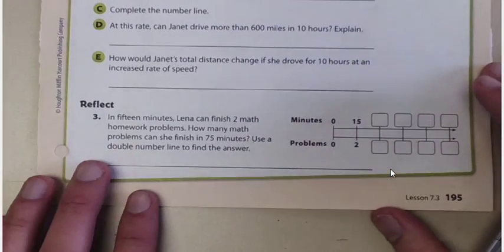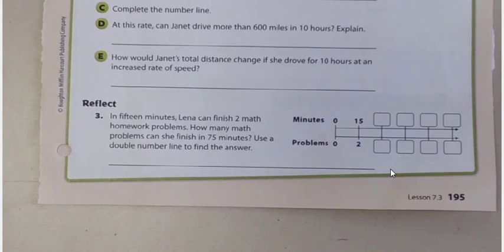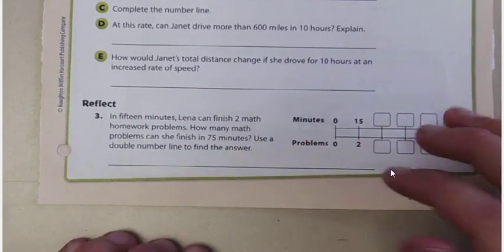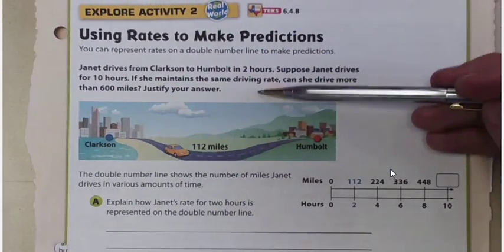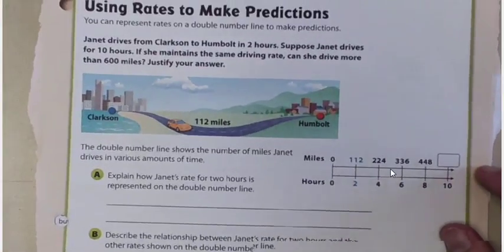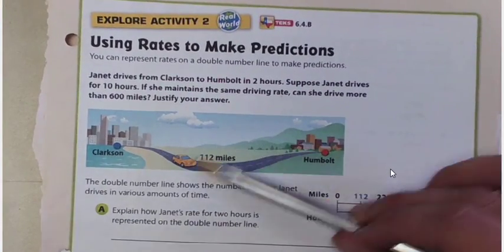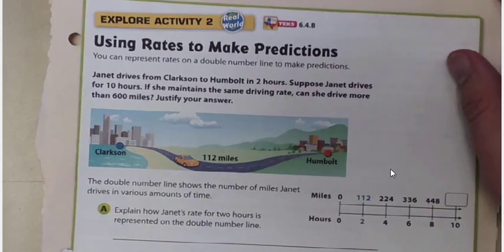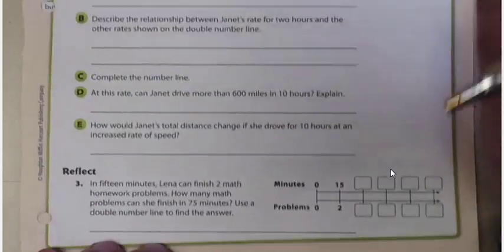Okay, so question 3 says, in 15 minutes, Lena can finish 2 math homework problems. How many math problems can she finish in 75 minutes? Use a double number line to find the answer. So we've got some extra notes up here for double number line, but I think we can explain most of it based off of this question. But if for some reason you are having some trouble, you can look at this and try to solve some of this, or come see one of us in the morning and we can help out a little bit more.